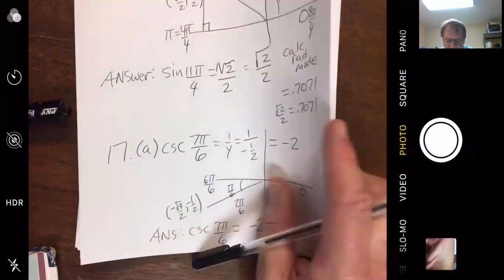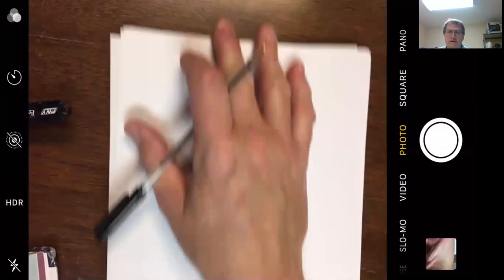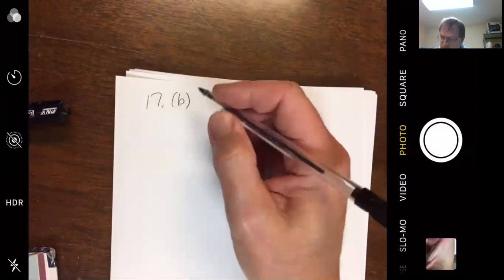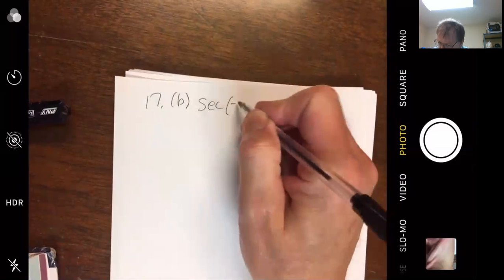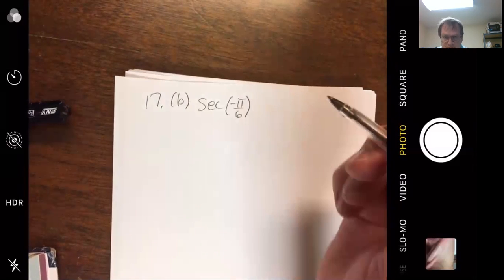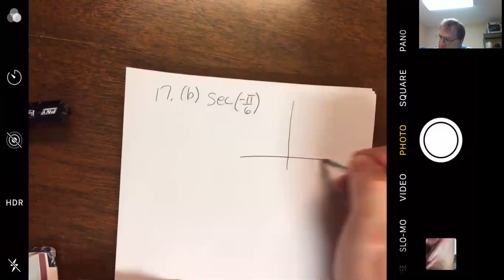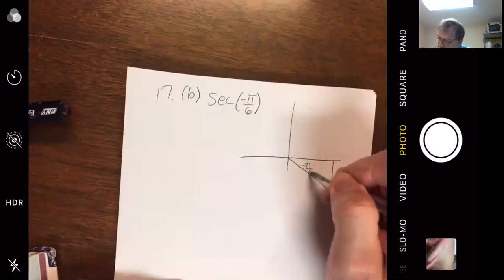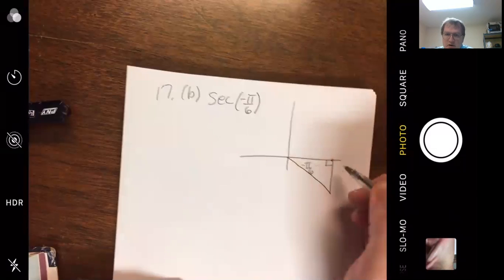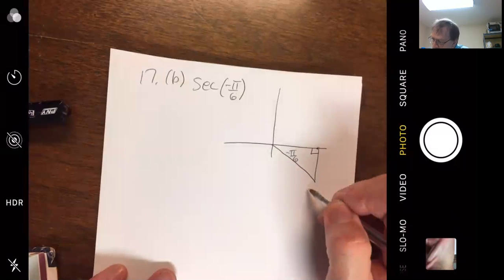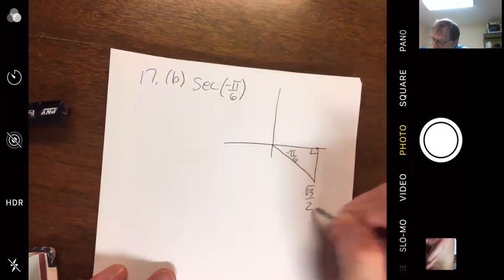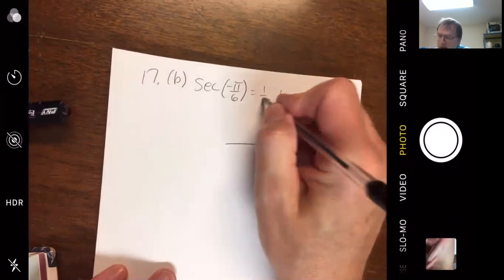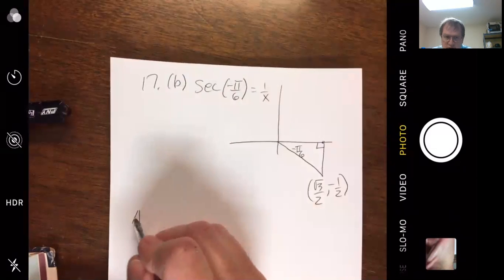All right, how about a secant of negative pi over 6? Well, that would back down into the fourth quadrant, minus pi over 6. Again, that's 30 degrees, so you would be at positive root 3 over 2, negative 1/2. But we want 1 over the x coordinate.